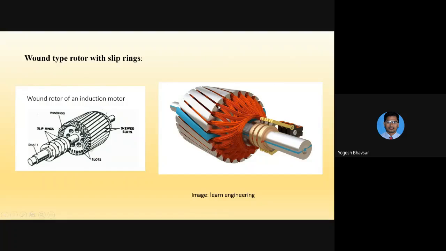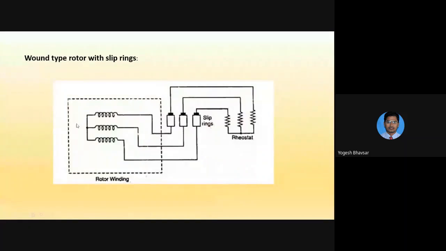Okay, another thing is that the end connection of the 3 phases are connected to these slip rings. Look at, there are 3 slip rings where the end connection of each winding or each phase is connected here, and over this slip ring there will be brushes which are continuously resting to collect the current, and 3 terminals are brought out for the external resistance connection. So look at the complete circuit diagram for wound type rotor.